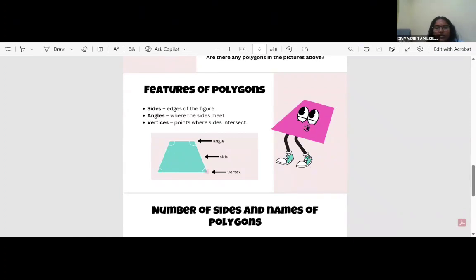So looking back at the pictures, the features of polygons here are the sides. As you all can see here, this straight line is called the side, and the angle here is where the sides meet. And vertex here means, in Malay, bucu. So vertex is the point where the sides intersect, or you can easily remember it as bucu.